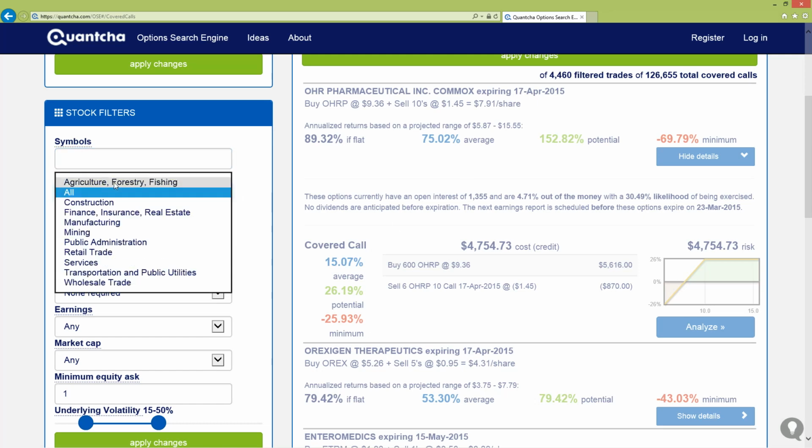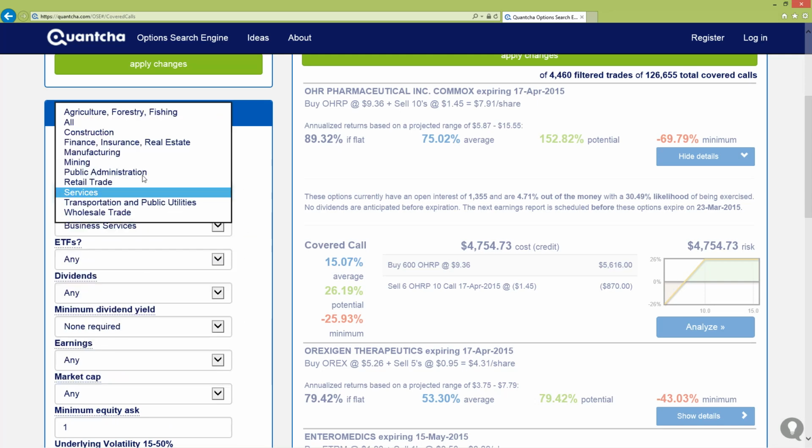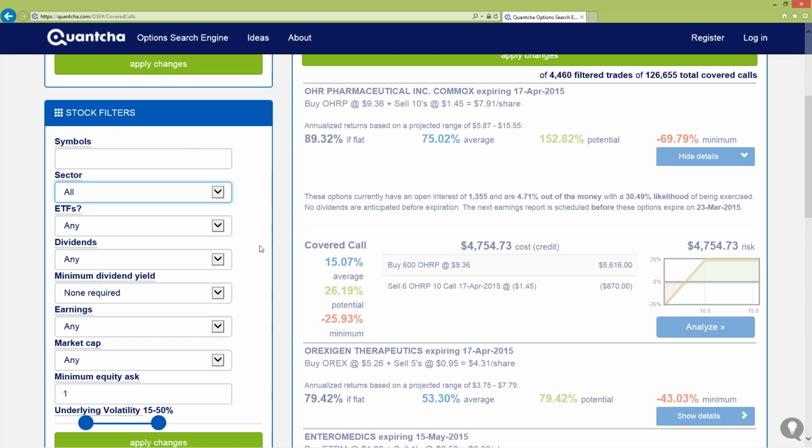The sector, you'd be able to select a particular sector like services, and then from the subsector, say you want business services. In this case, we'll just leave that blank, though we'll go back to all. And you have the ability to say whether or not you want to include ETFs in the results, show only ETFs, or don't show ETFs at all. We'll leave that as well.